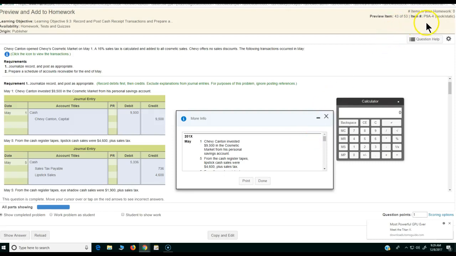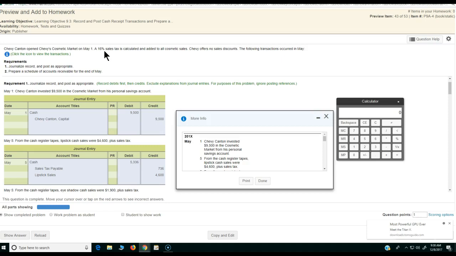This is problem 9A4 right out of the textbook. I'm not sure if it's assigned. However, it introduces the notion of companies that sell merchandise that are subject to a sales tax. So what you have here is this cosmetic market being imposed a 16% sales tax to the customer.